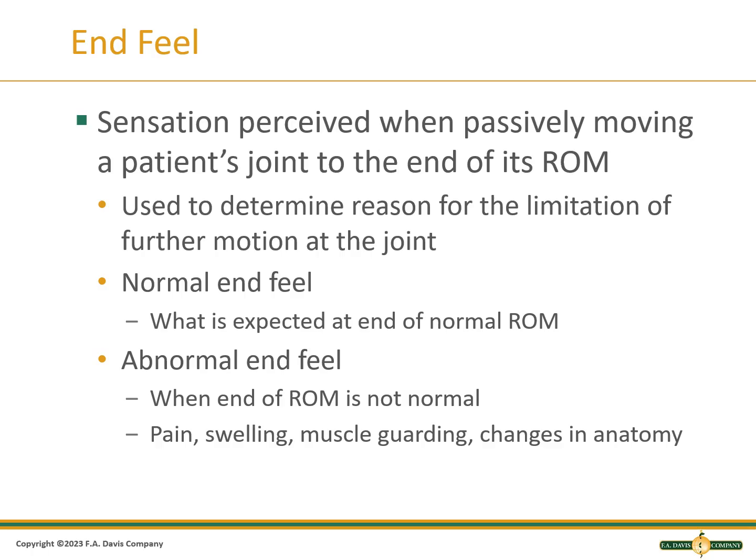It can be normal, meaning that the therapist feels at the end of range of motion what is expected for that joint in that motion. Or it can be abnormal, meaning that what the therapist perceives is not what is expected to stop range of motion at the end of that joint and that motion. And that can be indicative of pain, swelling, muscle guarding, and changes in anatomy.